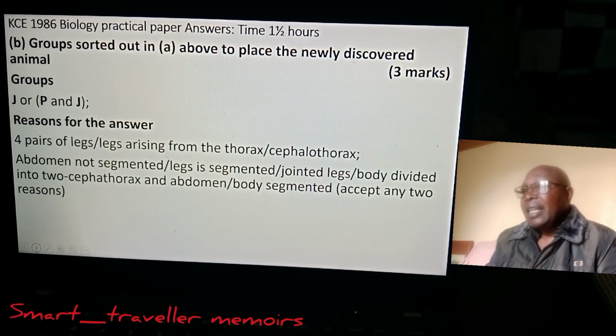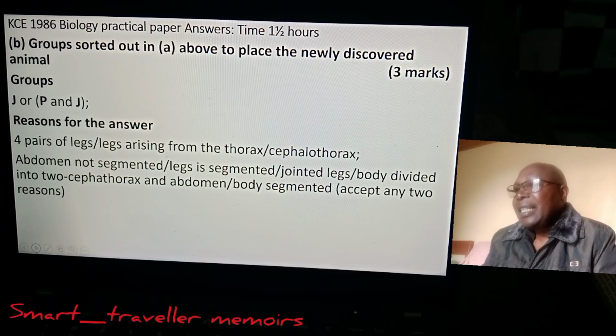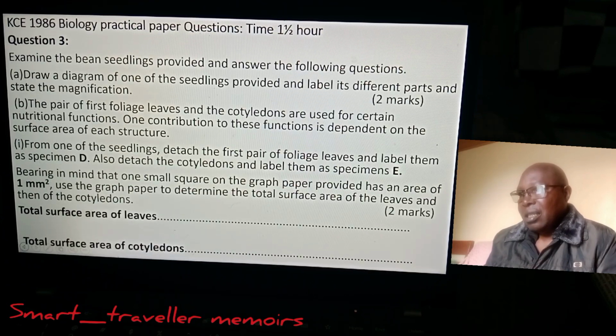All right. Legs are segmented or jointed legs. Body divided into 2, cephalothorax and abdomen. Body segmented, except any 2 reasons.